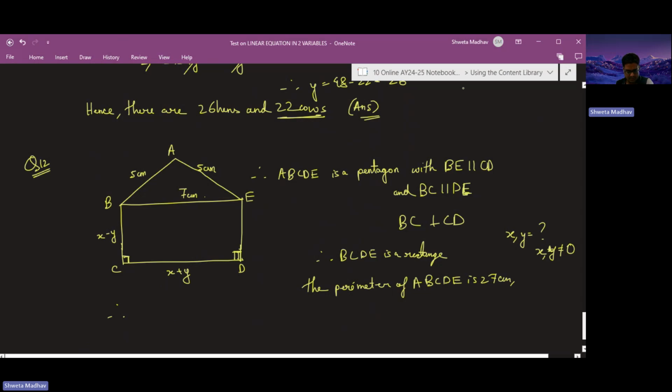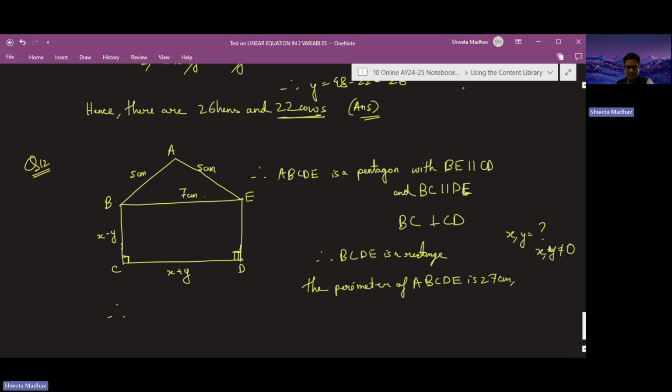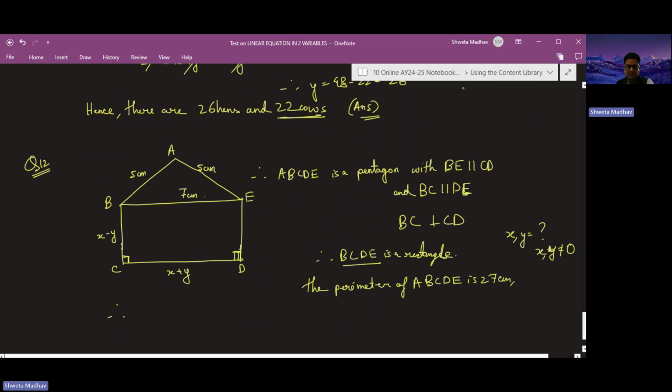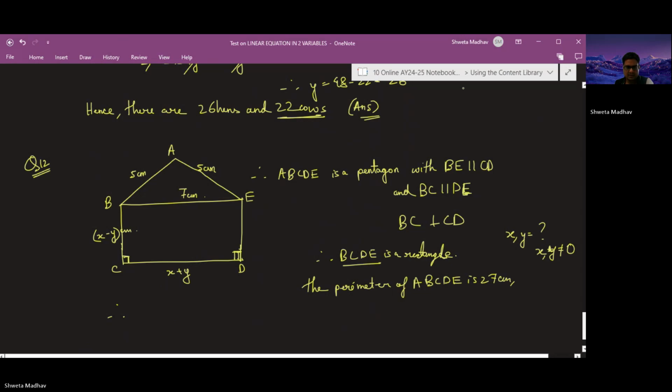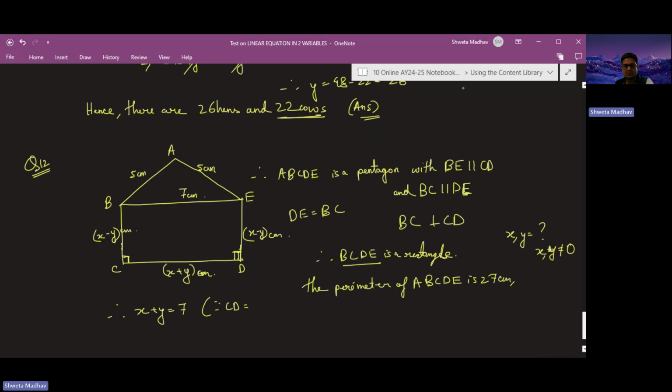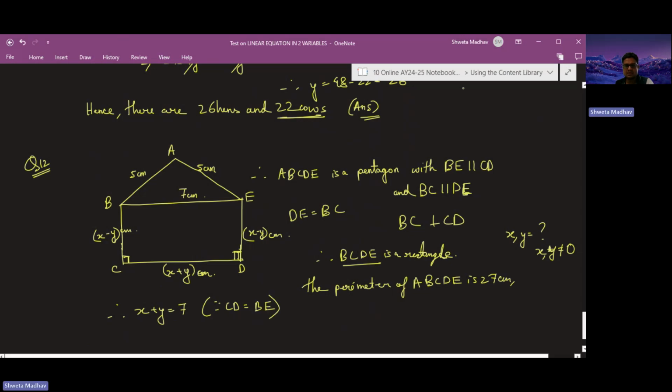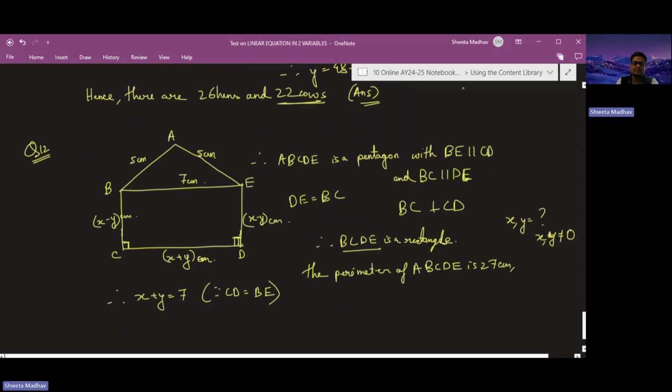So from here we can see one thing, that x plus y will be equal to 7, since BCDE is a rectangle, so the length of the opposite sides will be equal. And since BC is x minus y centimeter, and x plus y centimeter is CD, DE will also be equal to BC, which is x minus y centimeter. So one thing you can say is that x plus y is equal to 7 centimeters, since CD will be equal to DE, obviously, since the opposite sides are equal in a rectangle.